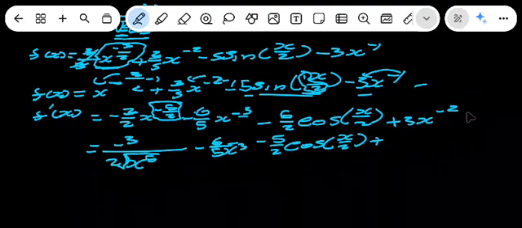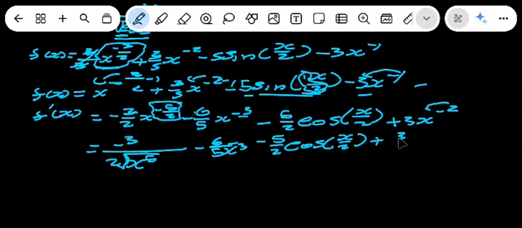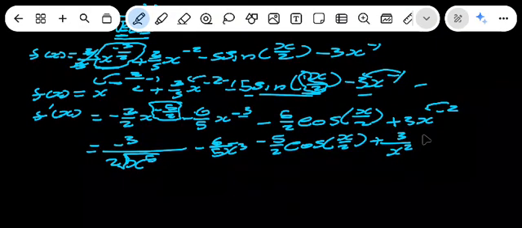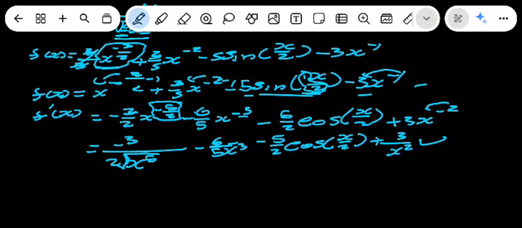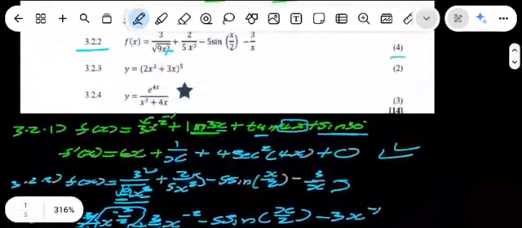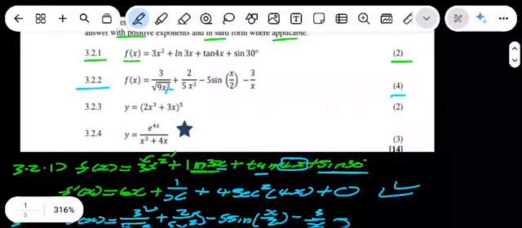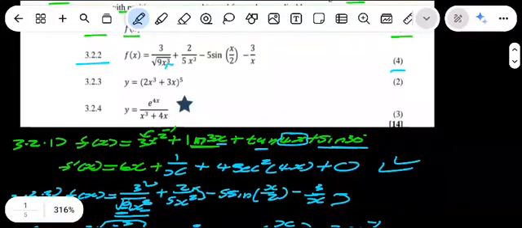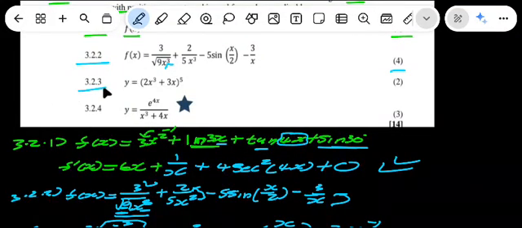Then plus, take this to the bottom, this will be 3 over x squared. All right, so this is what you will have there. That is what you should obtain when you're differentiating that.